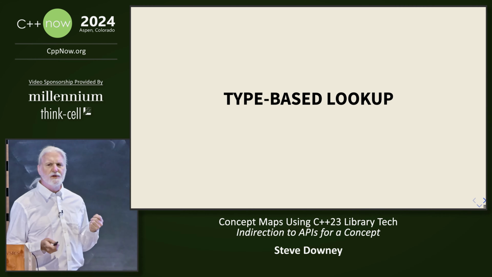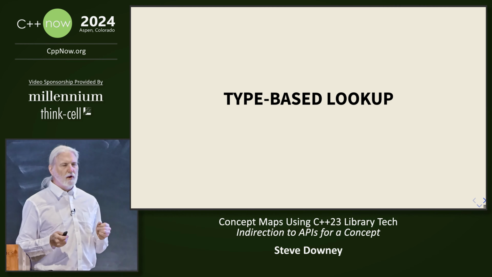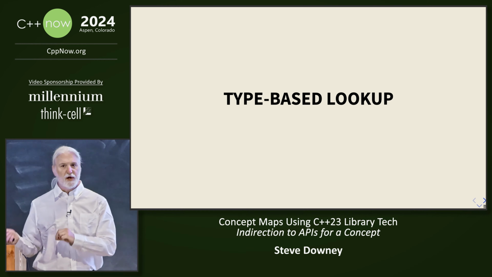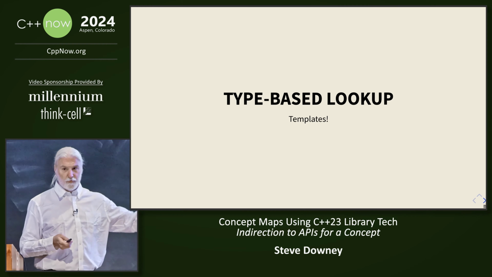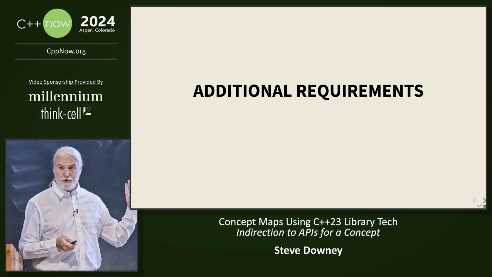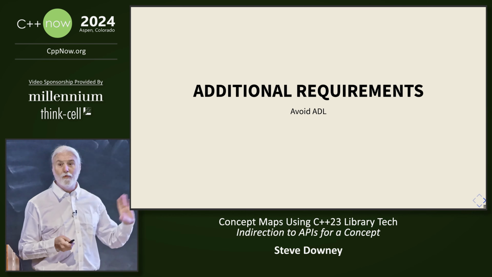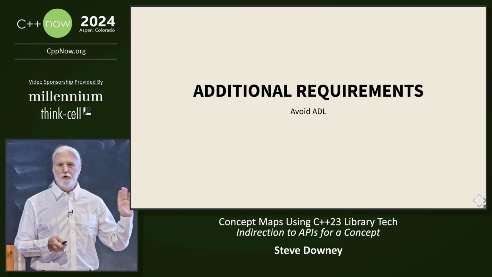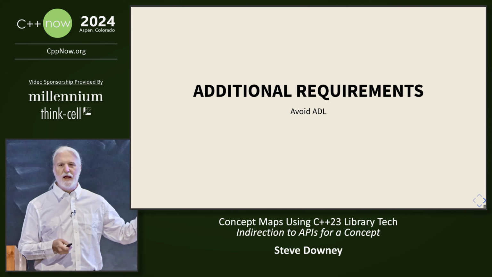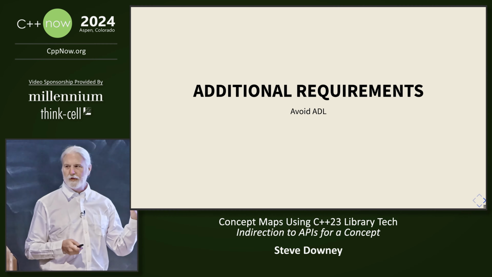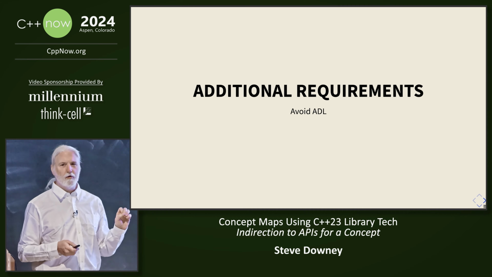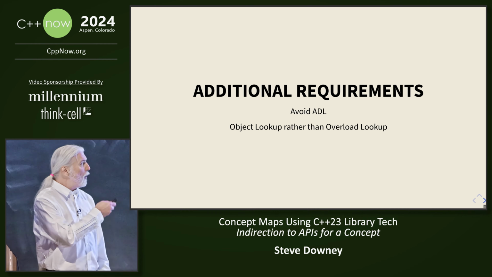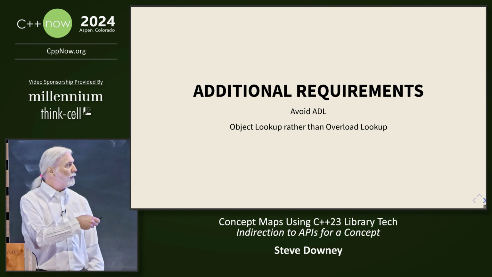So we want some kind of mechanism of type-based lookup. What can we do that allows me to look up some object by way of some types? Templates. This is actually very, very good at this. And an additional requirement is I want to avoid ADL, if we can. We've learned that ADL is great when you really want it. When you don't want it, someone ends up getting unexpected function calls, the overload they did not want, and then the compiler errors, if you get them, are horrendous. It's not a great user experience. So we want object lookup rather than overload lookup.